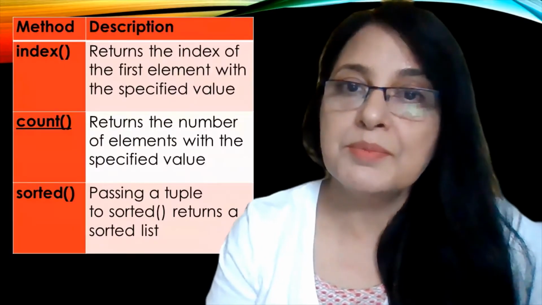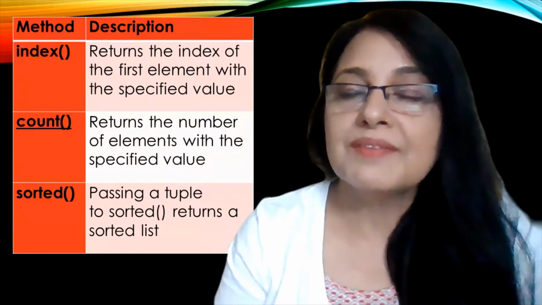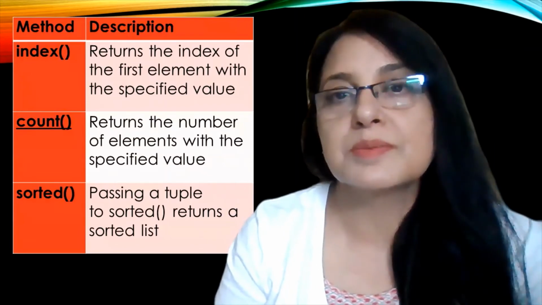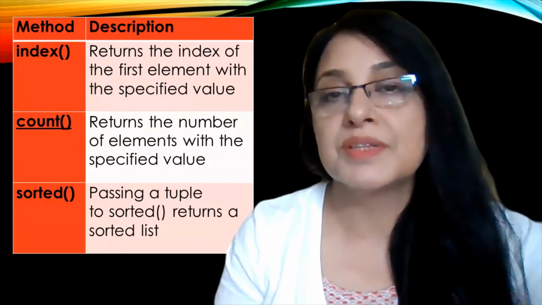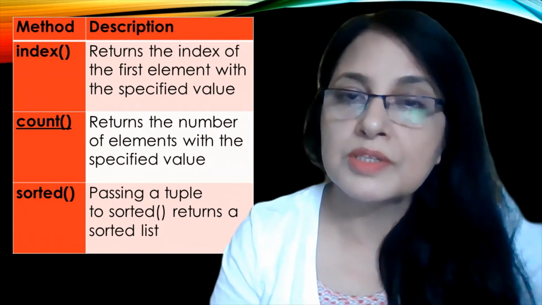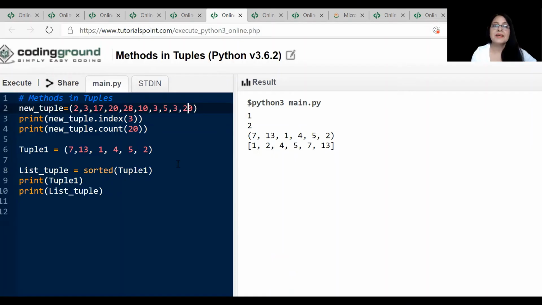Since tuples are immutable, there are very few methods to manipulate tuples. So we have the index method, which returns the index of the first element with the specified value. Count will return the number of elements with the specified value. When we pass a tuple to the sorted method, it returns a sorted list. We look at the index, count, and sorted methods in tuples.